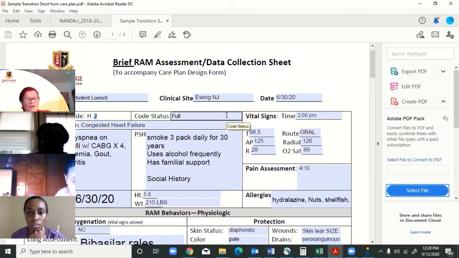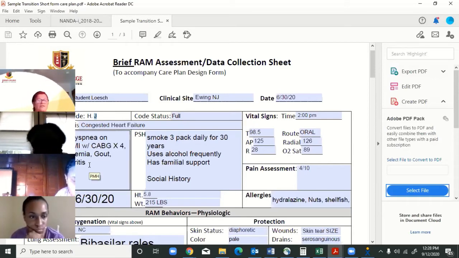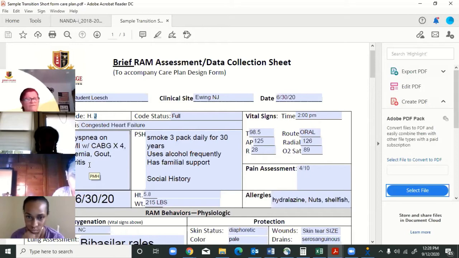And then your vital signs. PMH is past medical history. So for that, my patient has congestive heart failure. They have dyspnea on exertion and rest, actually. They have a previous MI with a CABG times 4, so they had 4 bypasses. And they also have hyperlipidemia, gout, and osteoarthritis.